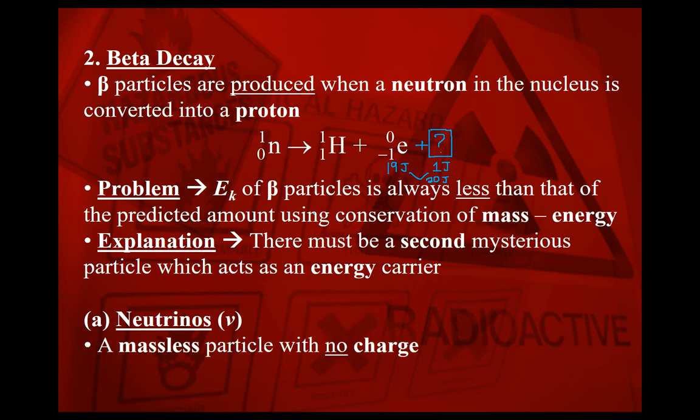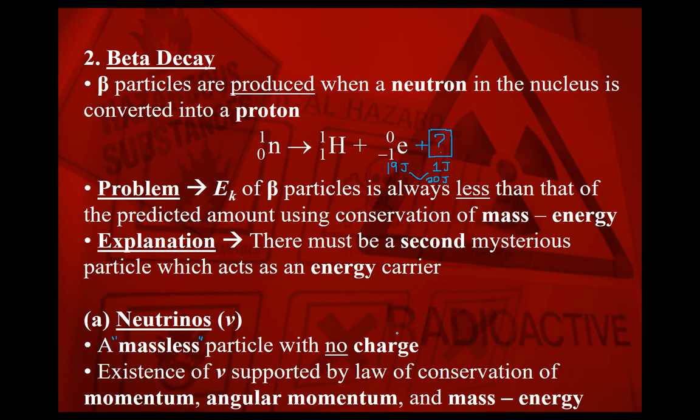I should point out neutrinos are really, really hard to detect. Why are they hard to detect? Well, they're pretty much massless. I say massless here, but they do have a really small mass, smaller than that of an electron, and they have no charge. It's really hard to detect particles that have no charge because you can't influence them with electric or magnetic fields. So that's a bit of an issue.